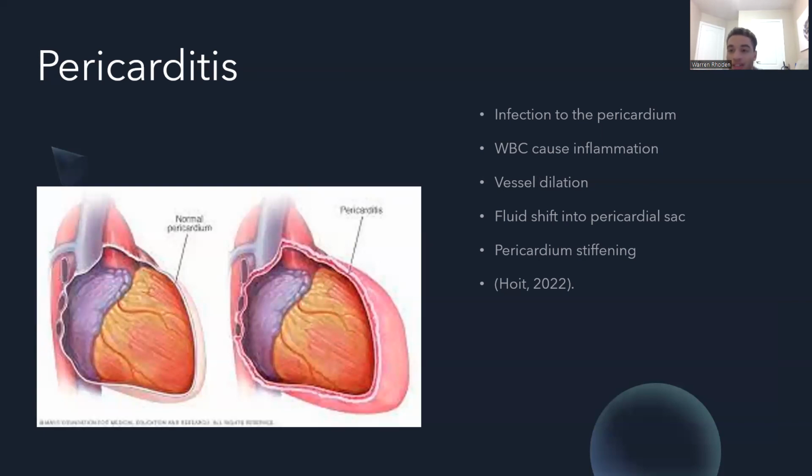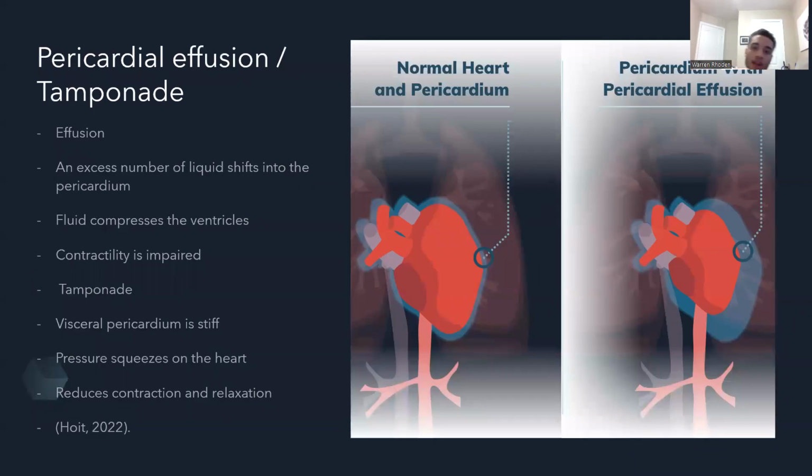It reduces contractility, as you don't have the strength to contract your heart properly and pump out the blood as you normally would. And then I went into pericardial effusion and pericardial tamponade. So effusion is where that 100 to 200 milliliter target range I mentioned earlier gets met, and that much excess fluid shifts into the pericardial sac, and this really compresses the ventricles even more, and contractility is impaired.